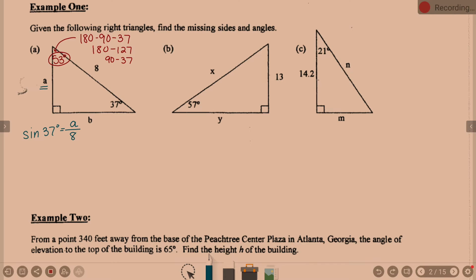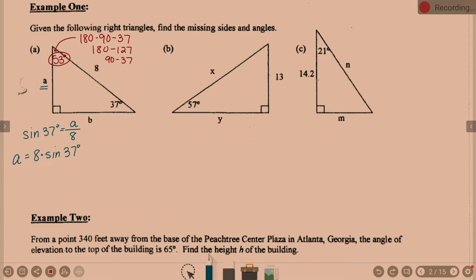Now, think like an equation. If we're trying to get A by itself, and it's A divided by 8, what do you do? You're going to multiply by 8. And so that means I'm going to multiply the sine of 37 degrees by 8. So I'm going to write this as A is equal to 8 times the sine of 37 degrees.